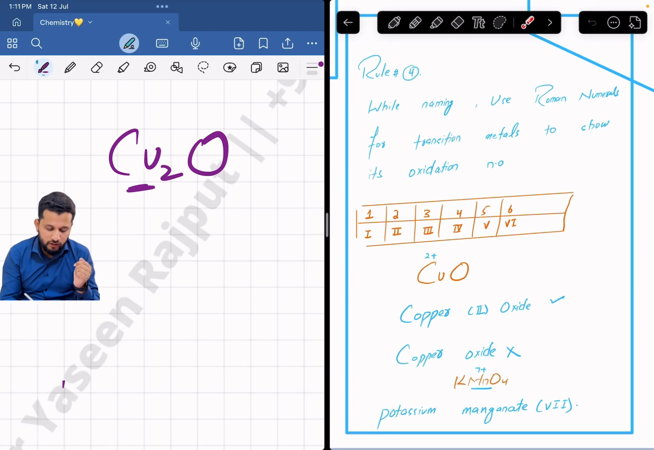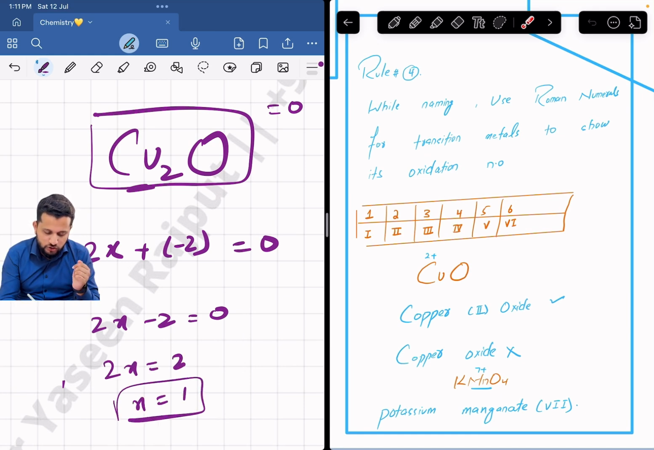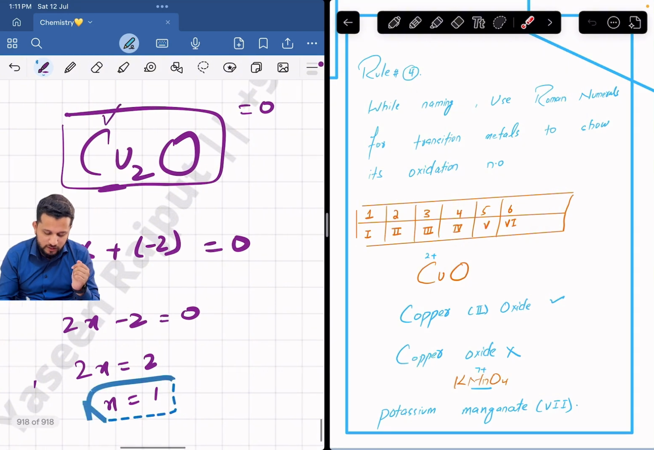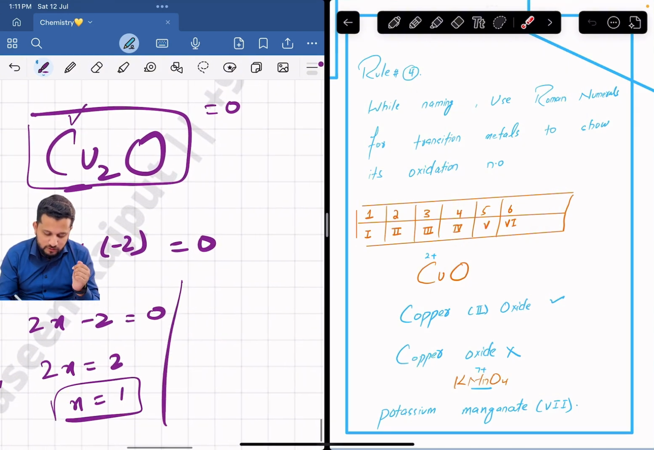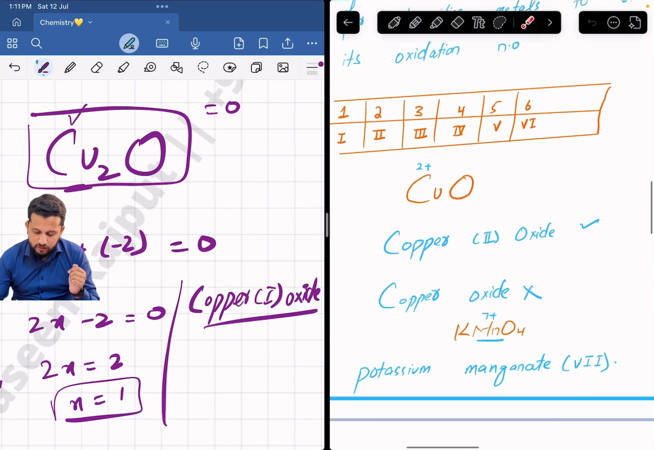If we talk about this other copper oxide, let's find out the oxidation number of copper. Let's apply rule number 3. So 2x plus -2, the sum of oxidation numbers in a neutral compound is equal to 0. So 2x minus 2 equals 0, and then 2x equals 2, and then x equals 1. So the charge on the one copper is plus 1. So what's the name of this neutral compound? This would be copper(I) oxide. Clear? So this is copper(II) oxide.